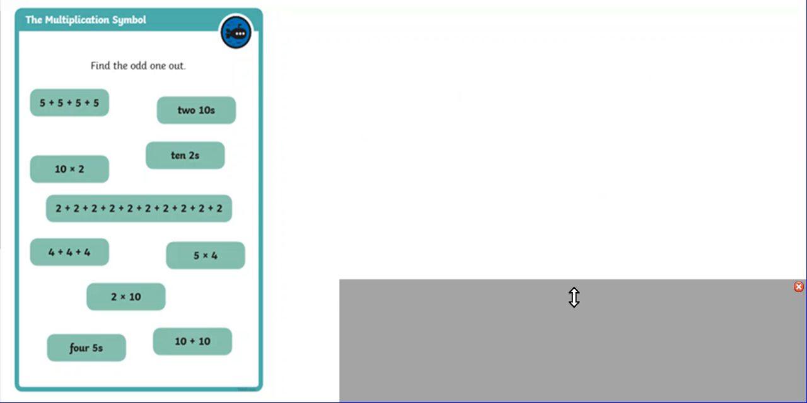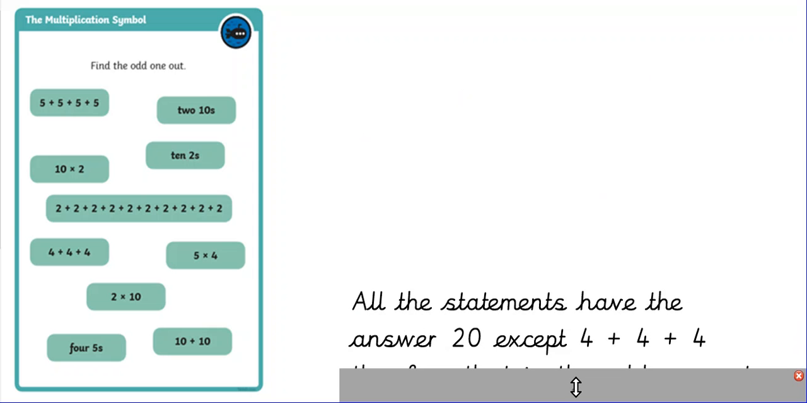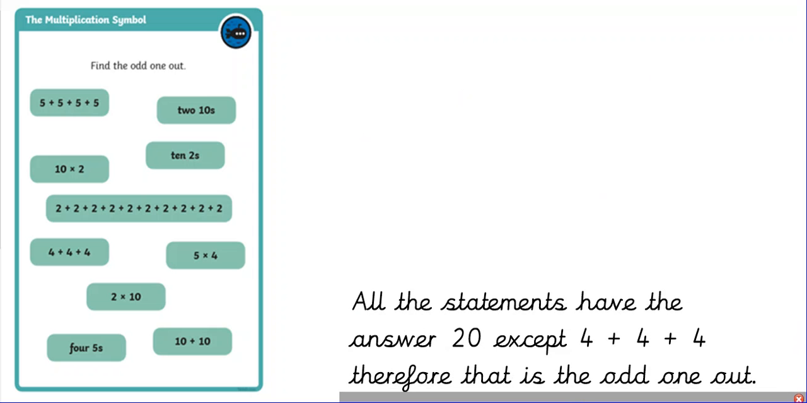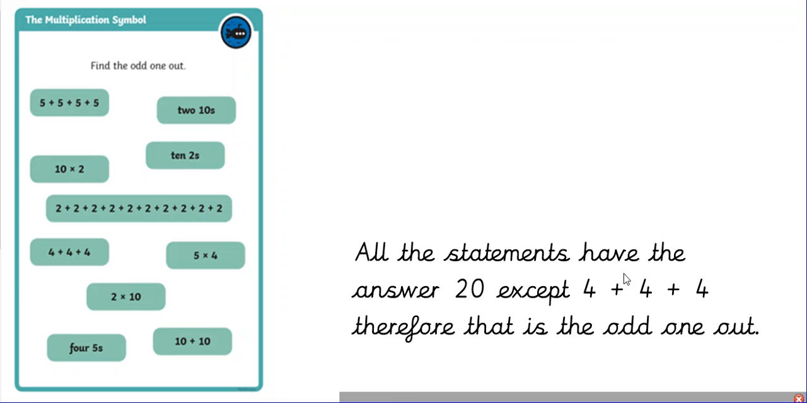Okay, let's have a look at the answer then. So all the statements have the answer 20, except for 4 add 4 add 4. Which means that that is the odd one out because 4 add 4 add 4 equals 12. Whereas everything else equals 20. Therefore, this one is the odd one out. Well done if you got that correct.